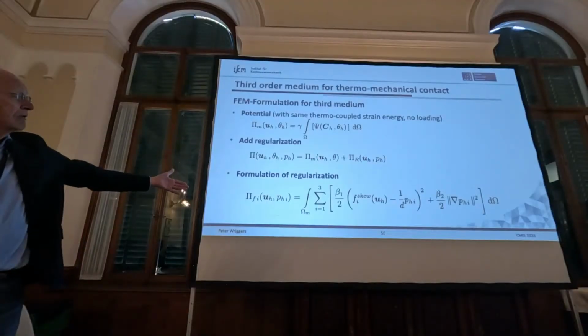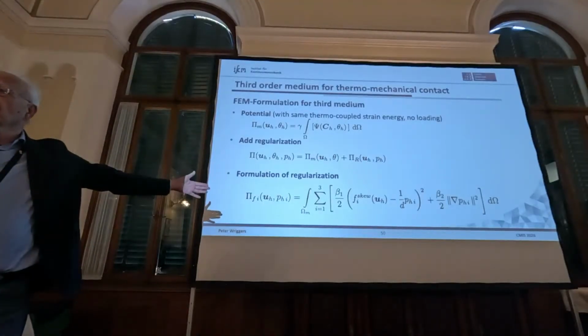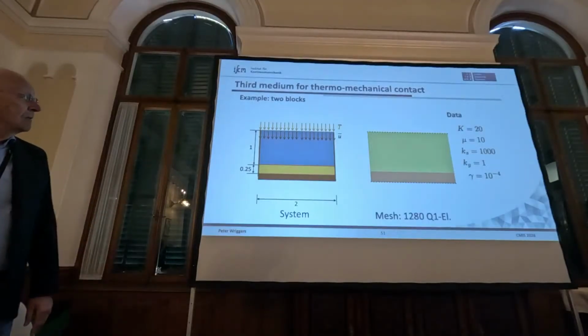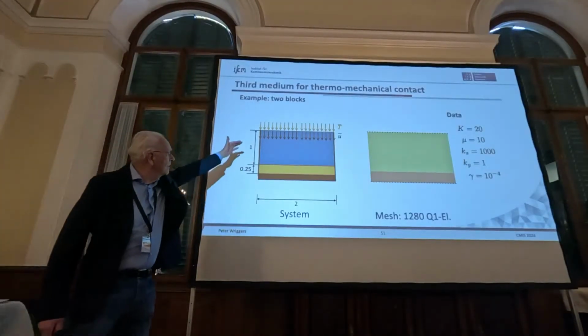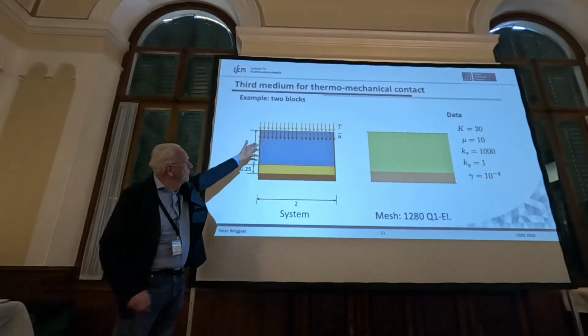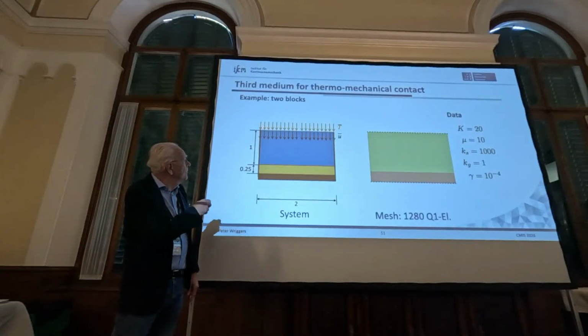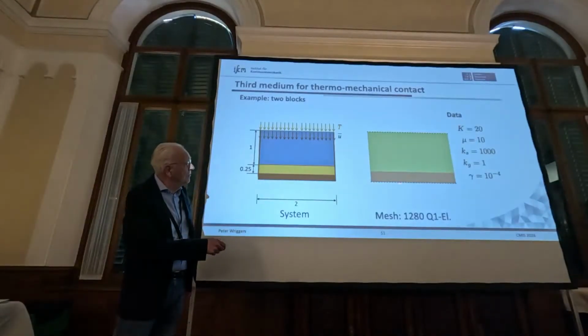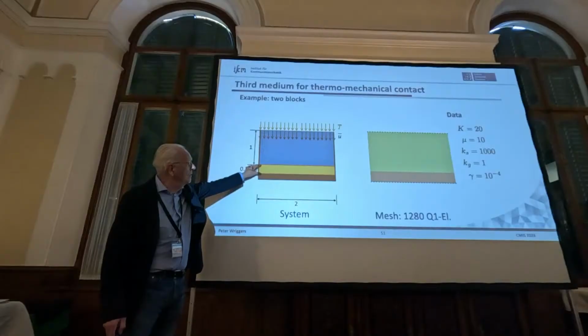We do the regularization, but this one you only have to do on the mechanical part as classic. Here are some results. This is basically a simple thing. It's basically like a one-dimensional example. You have some displacements, you have some thermal parts. This one is sort of the boundary condition down here, and then you have a third medium.